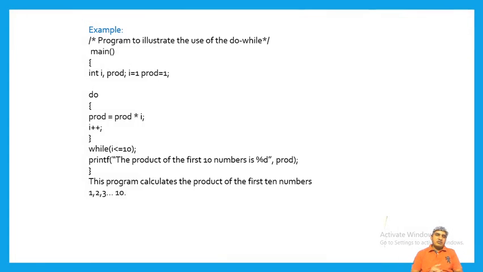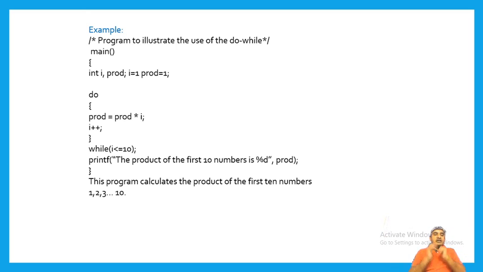Okay, this is a very simple program to illustrate the use of do while. First main, integer I, product, PROD, this is also an integer. Now initialize I is equal to 1, product is equal to 1. Okay, do: product is equal to product into I. Now product is 1, I is 1, so 1 into 1 is 1. Now I is incremented by 1. Now I became 2.